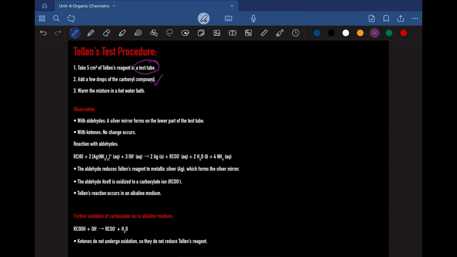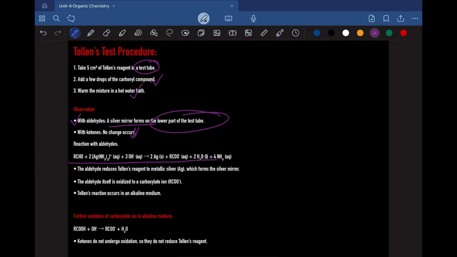So after adding the carbonyl compound to the Tollens reagent in a test tube, we will warm the mixture in a hot water bath. We will observe that with aldehydes, a silver mirror will form on the lower part of the test tube. But as we have previously said, ketones never get oxidized, so there will be no change with the ketones. So if we see a silver mirror forming, we can say it is an aldehyde. If there is no change, then we can say it is a ketone. This is how we will distinguish between aldehydes and ketones.